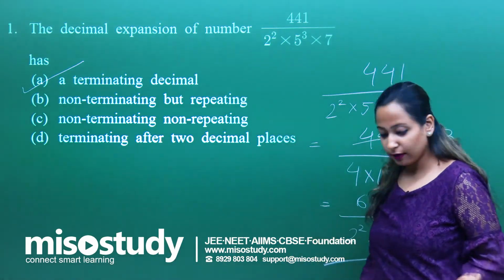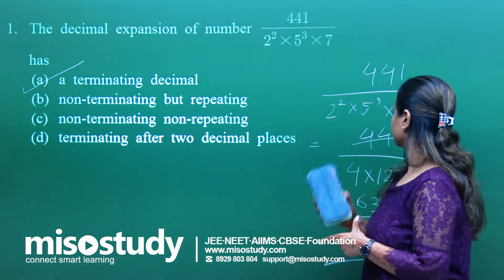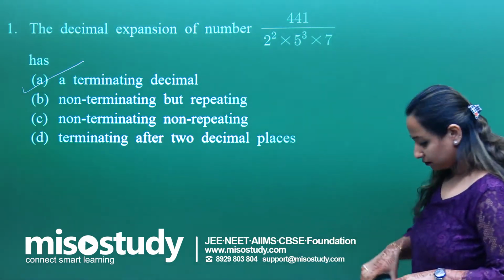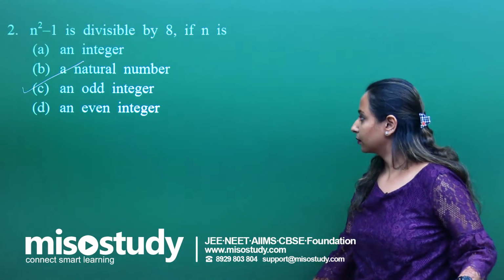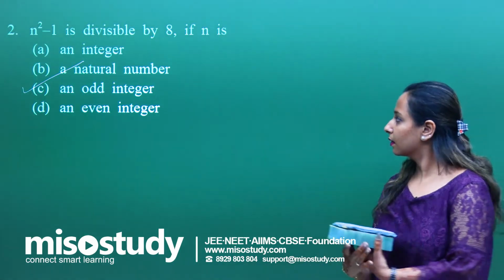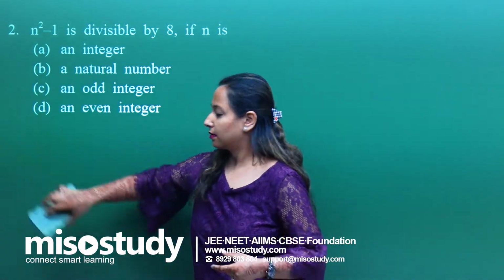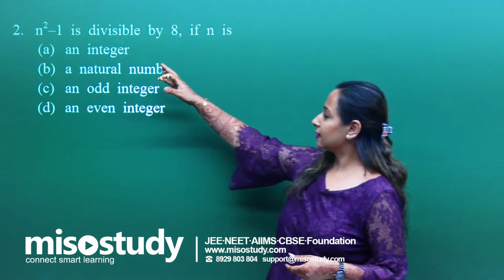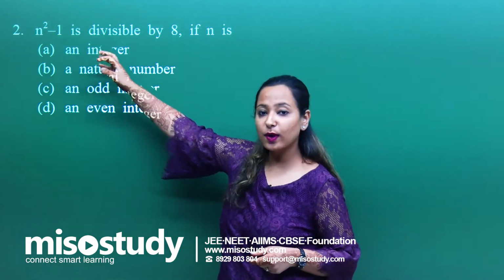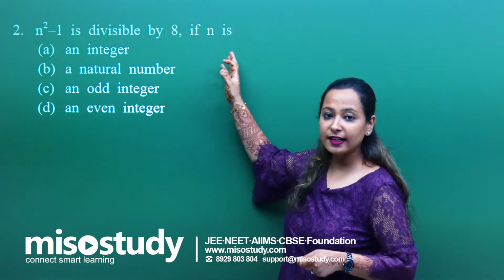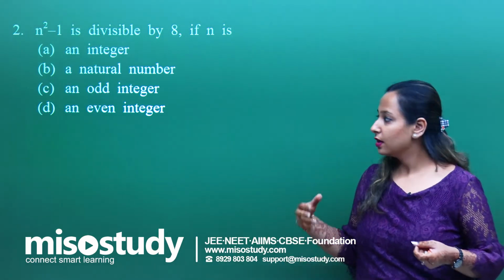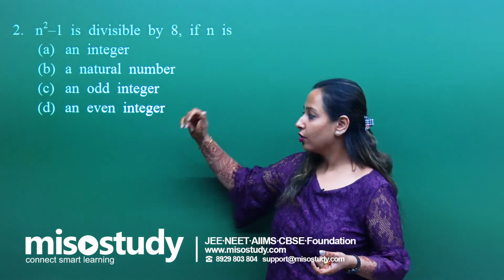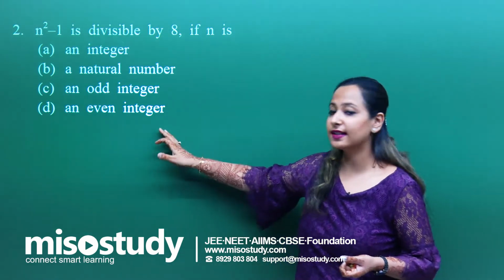Now let's move further to the second one. This is another type of question. The question says: n square minus 1 is divisible by 8 if n is what kind of number? The options are: an integer, a natural number, an odd integer, or an even number.